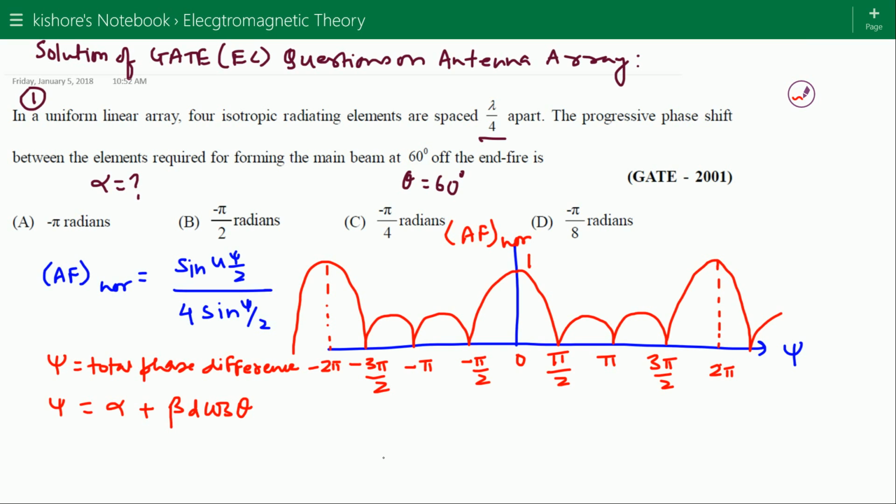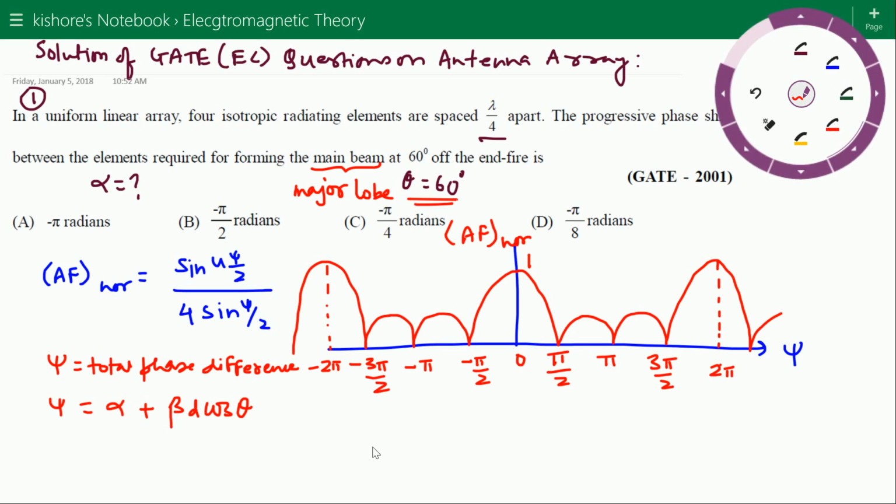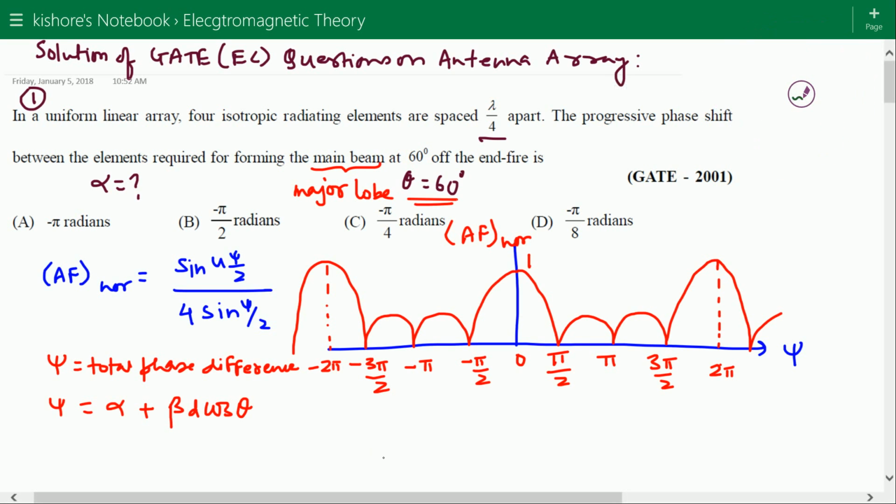Now main beam means major lobe. Major lobe occurs at 60 degree. In terms of total phase difference, major lobe is maximum at psi 0, 2 pi, minus 2 pi. So we will take psi 0.